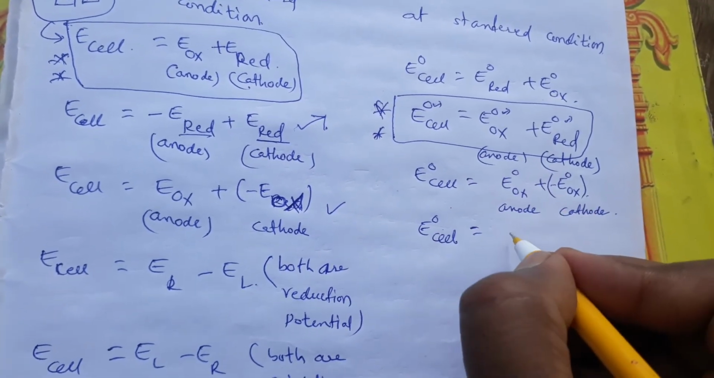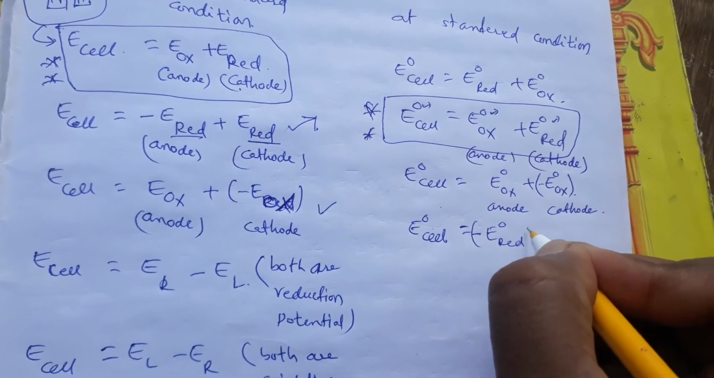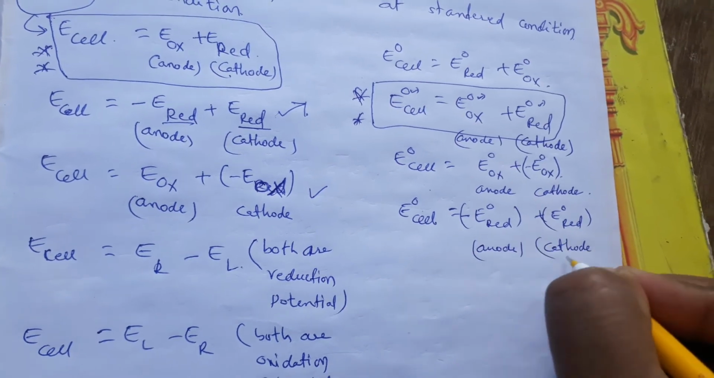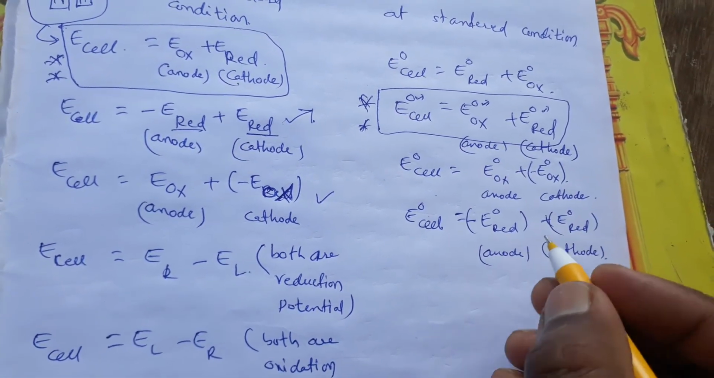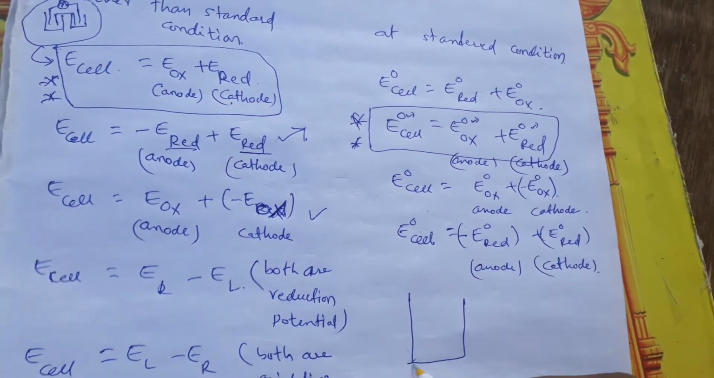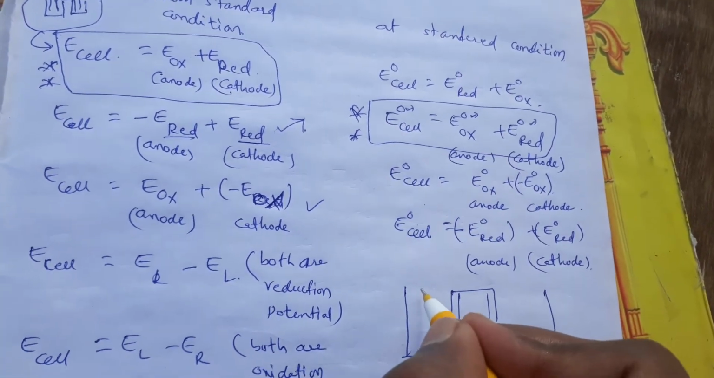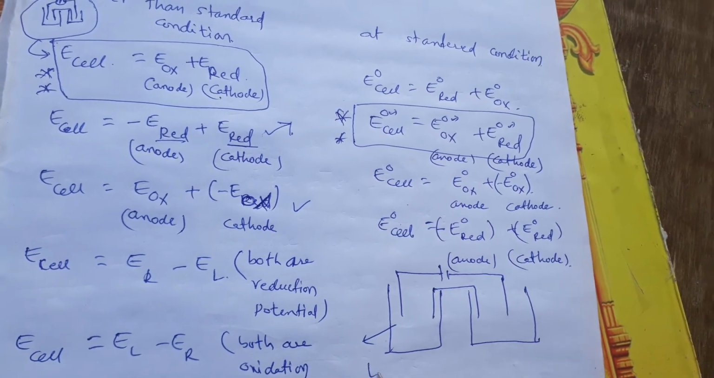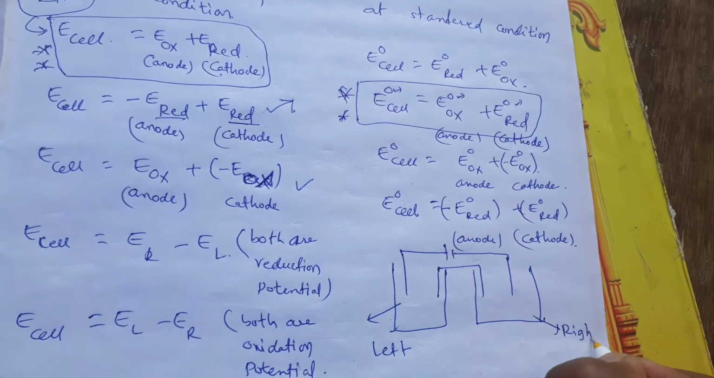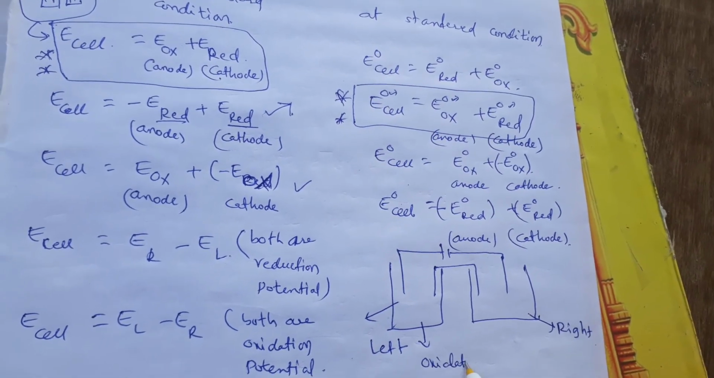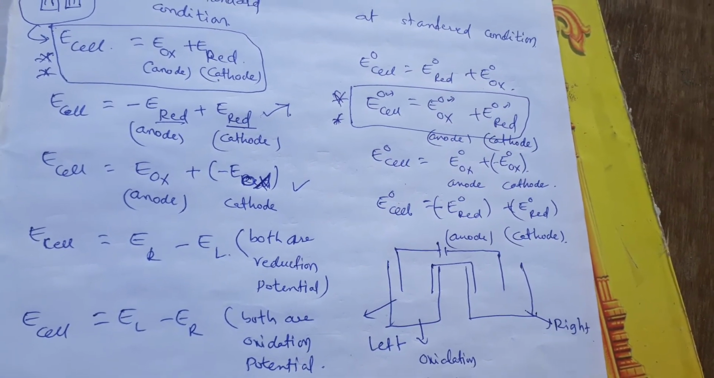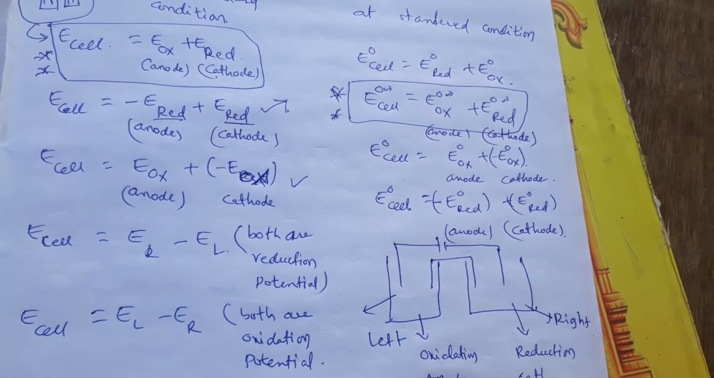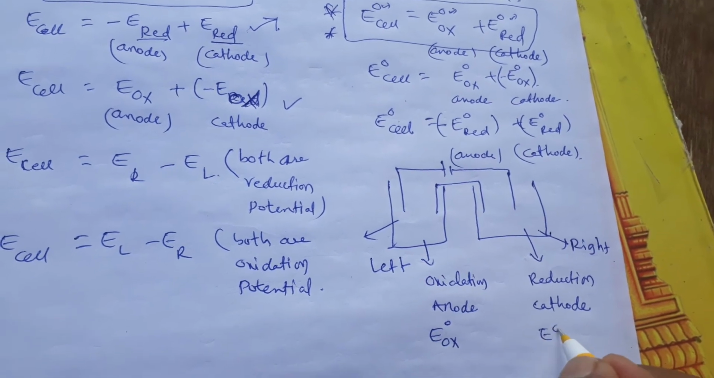So here E naught cell is equal to E naught of ox plus E naught of red, this is anode and this is cathode. So both are in, this is the left side. If you take two beakers and immerse a salt bridge, this is left, this is right, and here it is the battery. So here what is happening, here is oxidation, that means it is anode. So we can write E naught ox, and here it is reduction, that is cathode, and it is E naught of red.